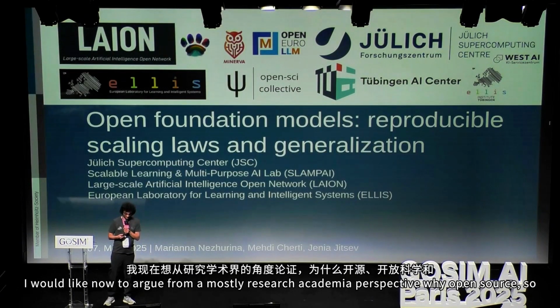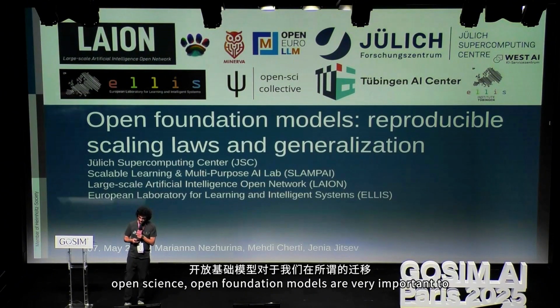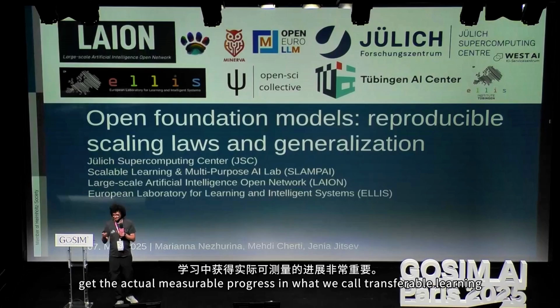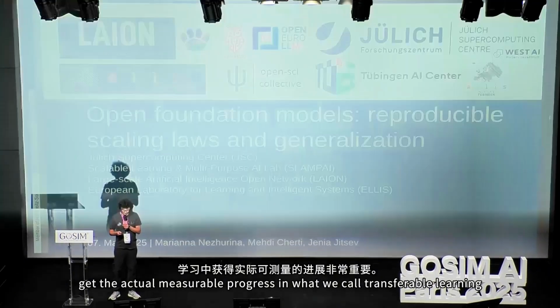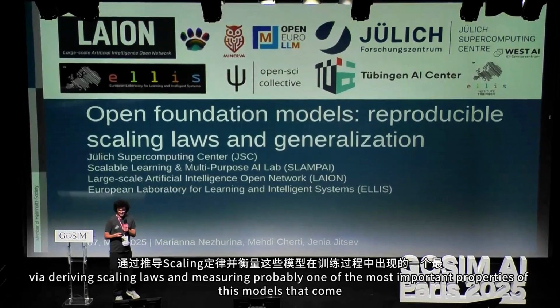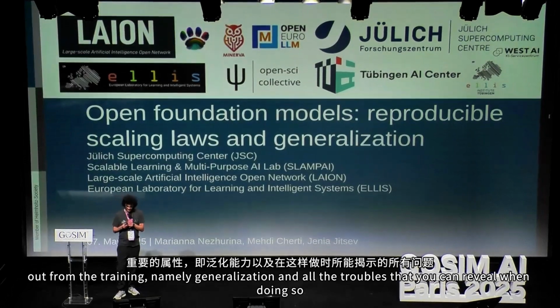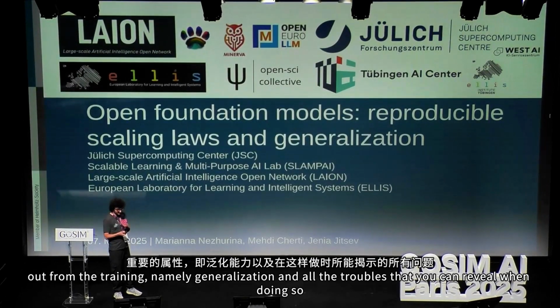I would like now to argue from a mostly research academia perspective why open source, so open science, open foundation models are very important to get the actual measurable progress in what we call transferable learning via deriving scaling laws and measuring probably one of the most important properties of these models that come out from the training, namely generalization, and all the troubles that you can reveal when doing so.